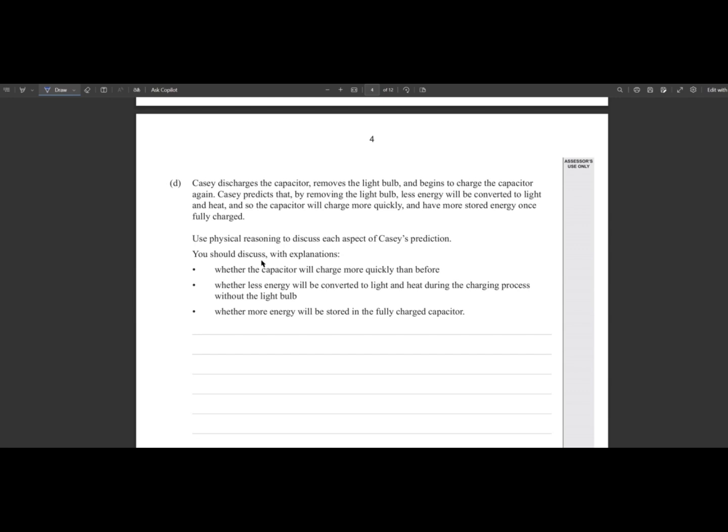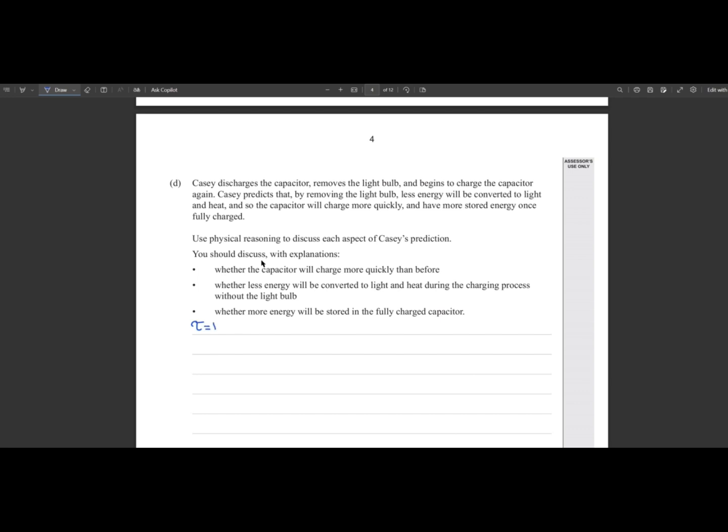Okay, Casey discharges the capacitor, removes the light bulb, and begins to charge the capacitor again. Casey predicts that by removing the light bulb, less energy will be converted to light and heat, and so the capacitor will charge more quickly and have more stored energy once charged.